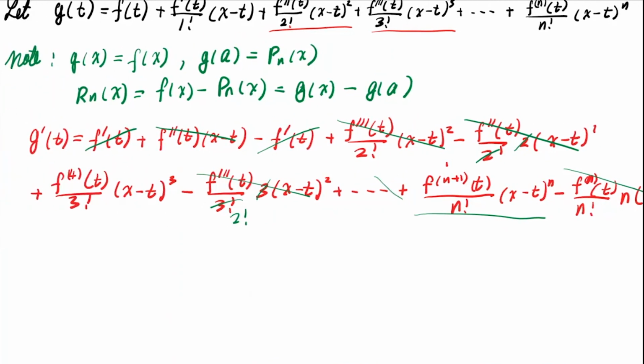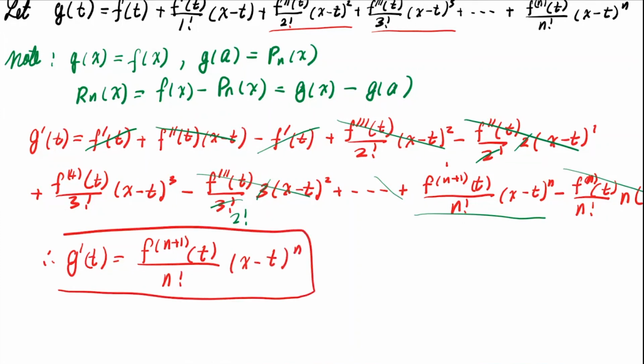So g prime of t, I'm going to write it down here. Therefore, g prime of t is equal to that thingy: f, n plus 1 derivative evaluated at t, over, still n factorial, so we are not quite there yet, and x minus t to the nth power, which is something we are going to need. You with me? So far with me? Okay, here comes another nice and clever function.